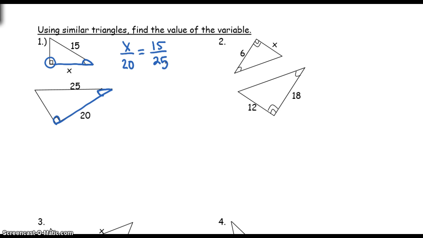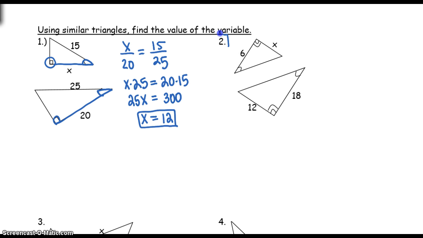Remember, when we have equivalent proportions like that, we can cross multiply. So x times 25 equals 20 times 15. x times 25 is 25x, and 20 times 15 is 300. It's 25 times x, so the inverse would be to divide both sides by 25, and you will get 12. I'm going to have you do number 2 for class, so bring number 2 with you, have that done. It should be really similar to what we did on number 1, so hopefully that'll help.